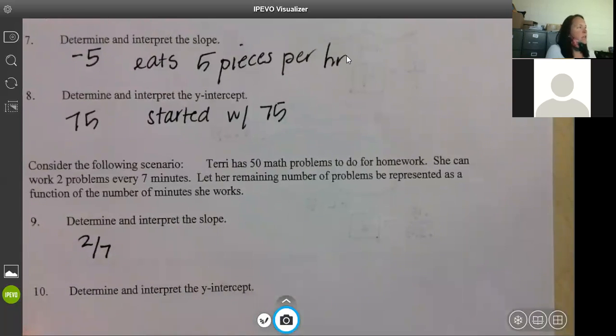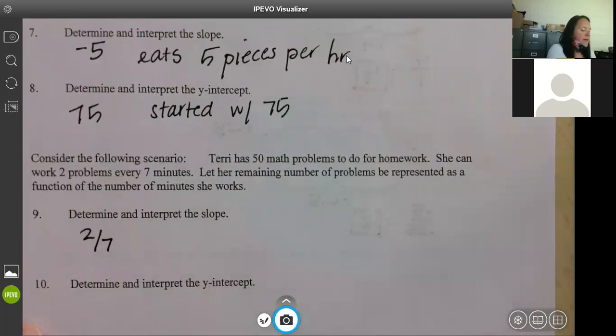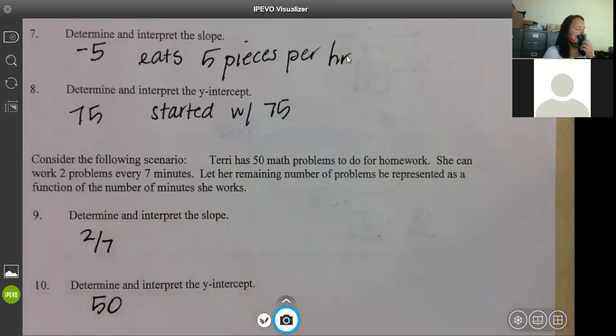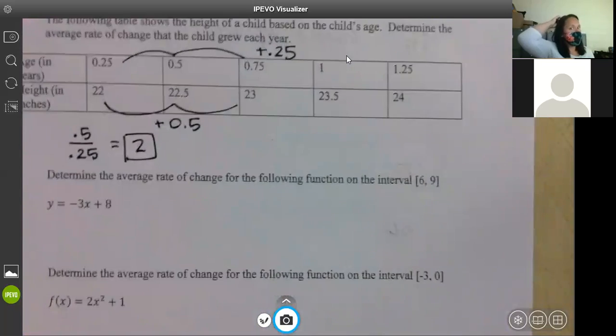Okay. And then I'm not even going to interpret this one. We're going to move on. What's the y-intercept? 50. That's it. Is everybody good? Flip it back to the front. We'll go over those other ones. These are the ones that are most missed.